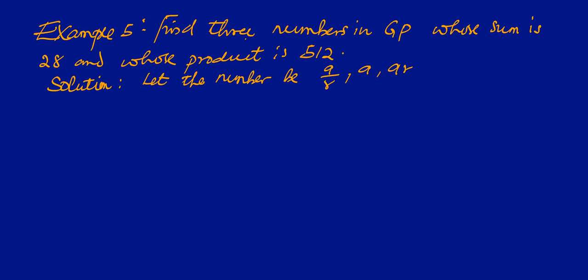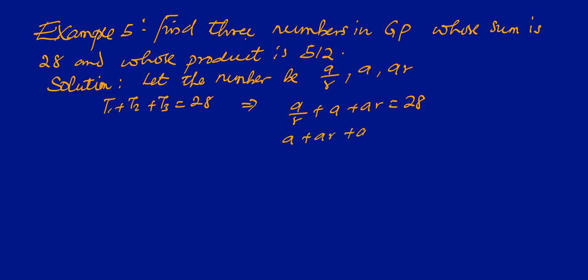We are told that the sum is 28, meaning T1 plus T2 plus T3 is equal to 28, which implies that A over R plus A plus AR is equal to 28. If you multiply through by R, you're going to have A plus AR plus AR squared equal to 28R. Let's say this is equation 1.